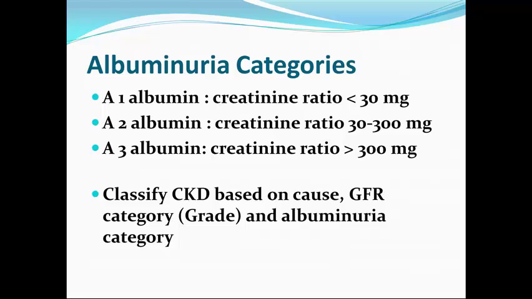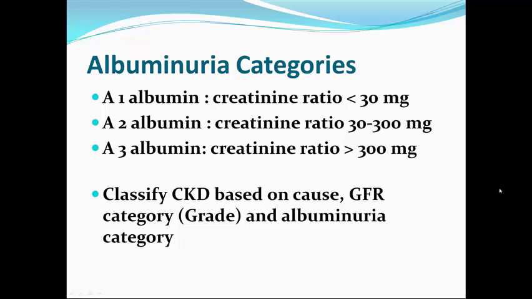So then when we classify CKD, we look at the cause of the CKD. Was it glomerulonephritis? Was it ongoing acute kidney injury from a nephrotoxin? Is it from diabetes? Is it from lupus? And etc. We look at their glomerular filtration rate category, or their grade, and we look for their albumin category as well.